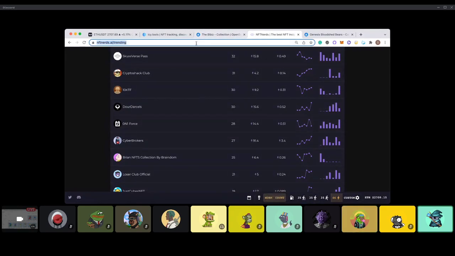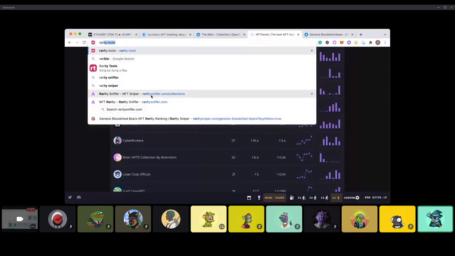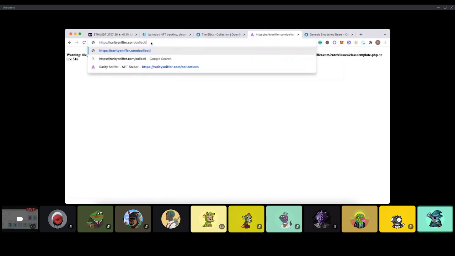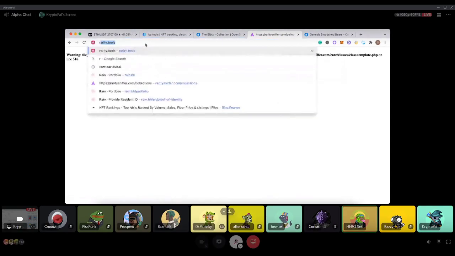Okay, this is a paid tool. Another tool that you can use is Rarity Sniffer. This is a free tool. It's not as fast as NFT Nerds, but it will probably do the job. I don't know why it's not opening.